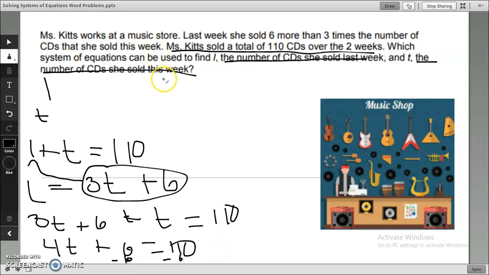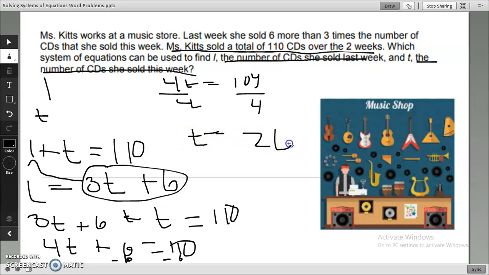And I'm going to come up here and finish writing. So I get 4t is equal to 104. Then I'm going to divide by 4 on both sides. And I get t is equal to 26. So T stands for this week. So she sold 26 CDs this week. Now we need to go back to last week. So does it matter which equation I use? It does not.